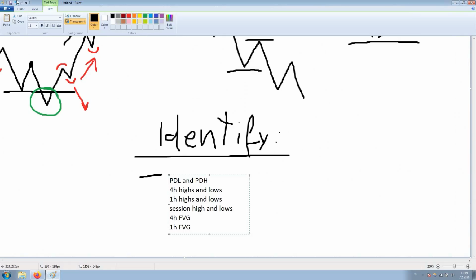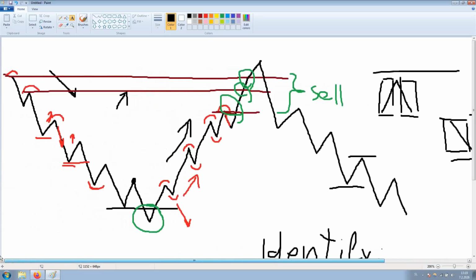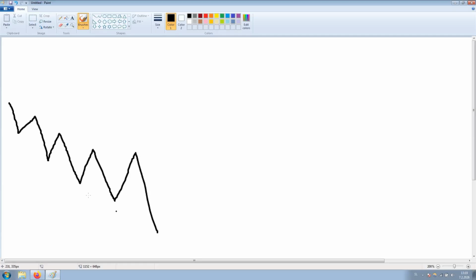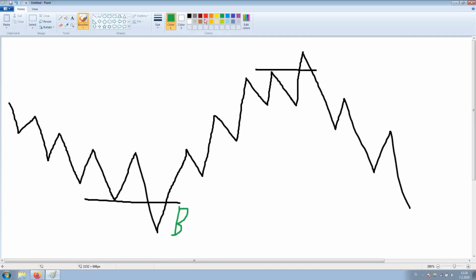So let me show you here again. What is a bearish liquidity sweep? Let's delete all of this, and I want to show you what is a bearish and what is a bullish liquidity sweep, okay? So a bullish liquidity sweep would be this, okay? This is bullish, and a bearish liquidity sweep is this, all right? So you have here the bullish one, and here you have the bearish one.